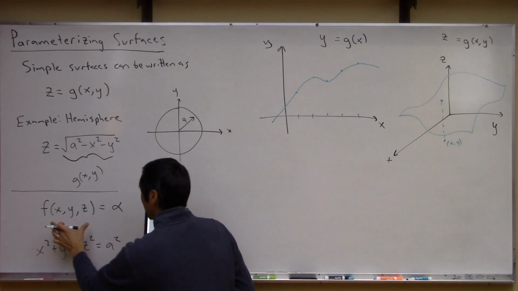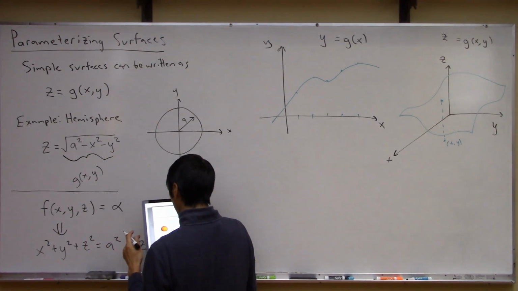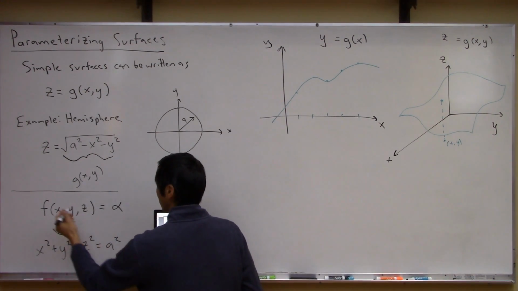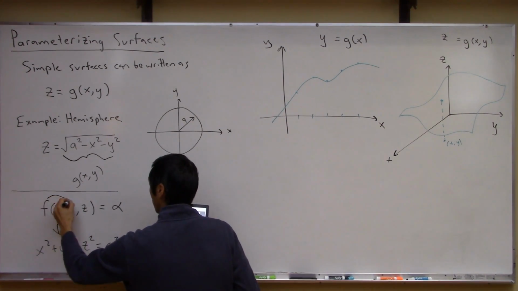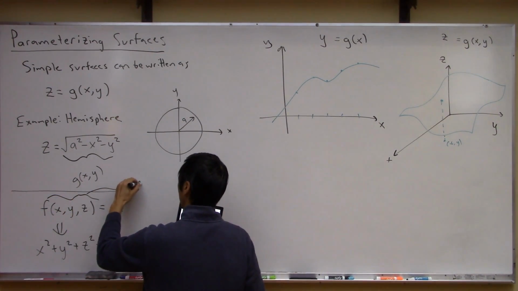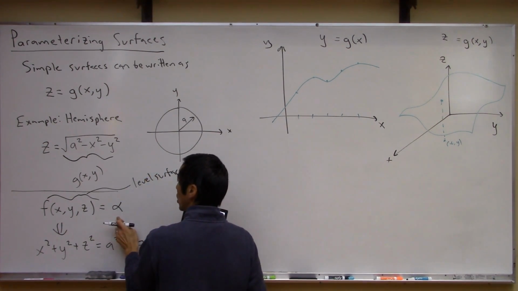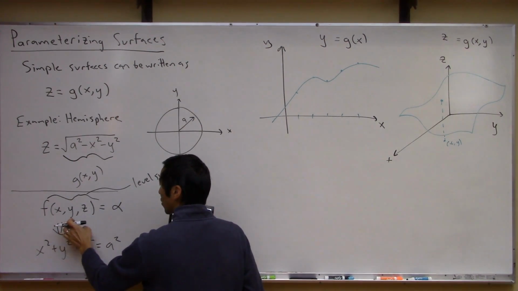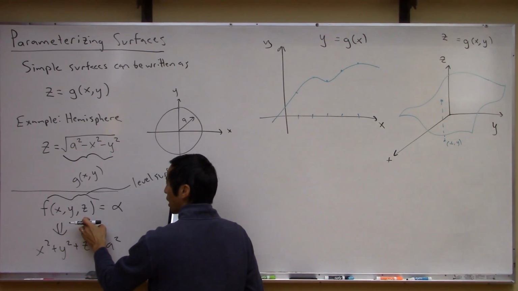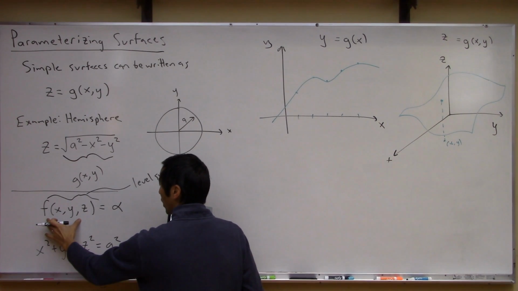A lot of times these are referred to as level surfaces. Let me just write that down. So these are sometimes referred to as level surfaces, because you see what happens is that as you change this alpha value, for different values of alpha, you'll get different sets of x, y, and z locations which satisfy this equation.